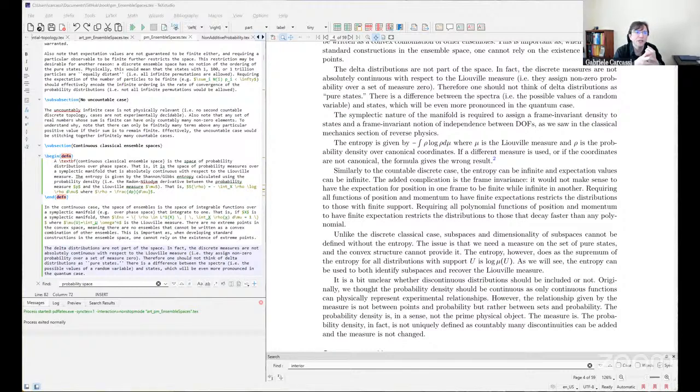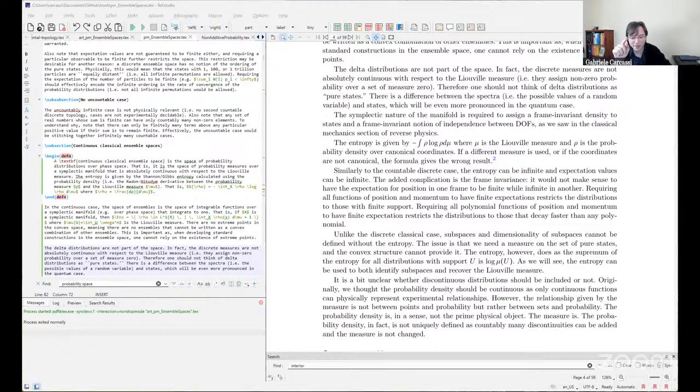So the issue is that we need a measure on the set of pure states, and the convex structure cannot provide it because you're not going to be able to find extreme points and count them. And the entropy, however, does. It is able to count how many states you have, because the supremum of the entropy for all distributions with a specific support U is the logarithm of the measure of U, right?